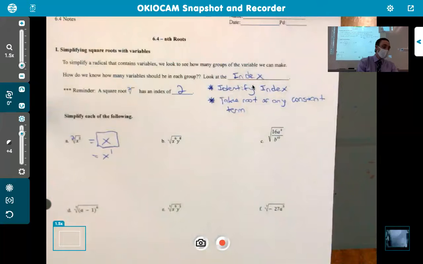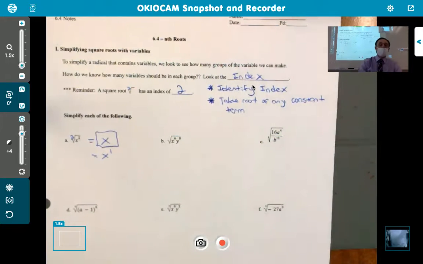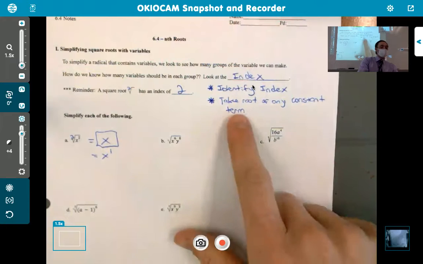So take the root of any constant term. In that first example, as you're writing down, just keep an ear out for this. In the first example, we didn't have any number being multiplied by the x squared, right? That's not always going to be the case. Sometimes there will be a constant there, or a coefficient, which is another term that we always use, that we might need to break down. And what we do is we take the root of that.